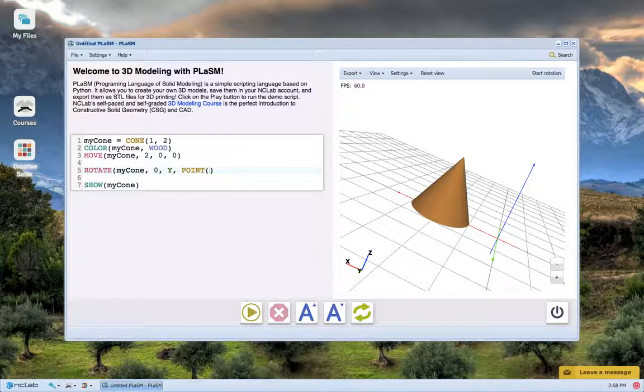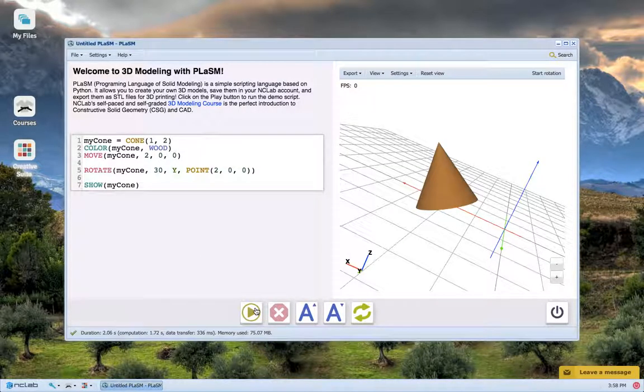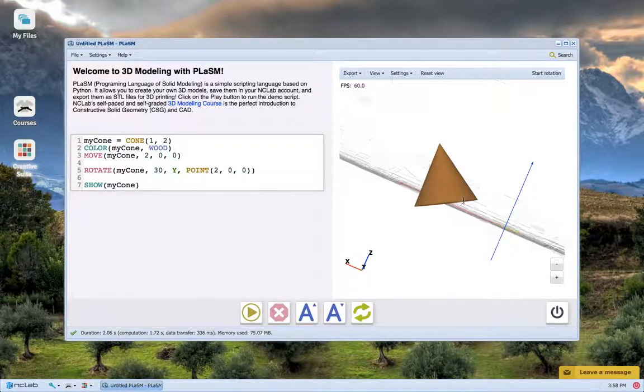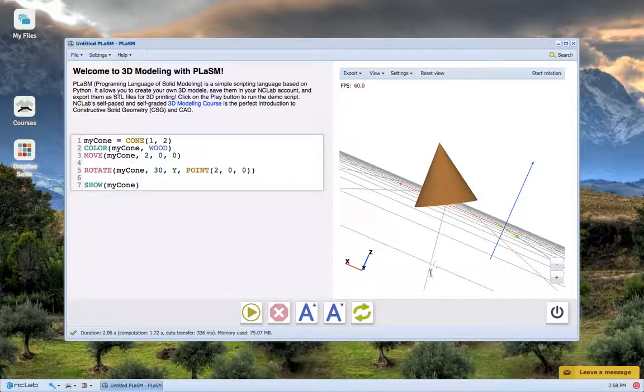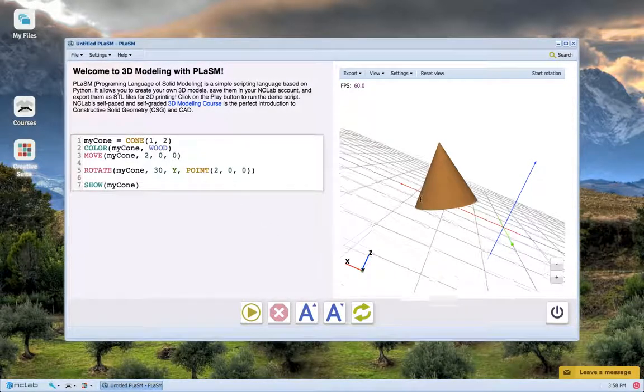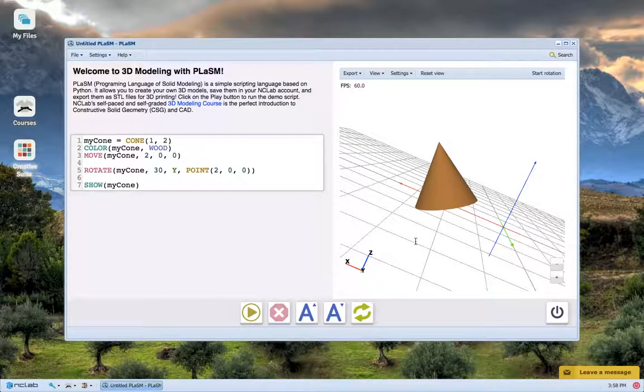Let's make this point 2, 0, 0. That point is located at the very center of the bottom of our cone. And it will create an axis here parallel to y, which goes through this point along the xy plane. So let's do that and add a 30-degree rotation and run our program. The object stayed in the same location, and you see this axis here, which we defined as an axis of rotation using this point and this axis, was the point around which the cone rotated.